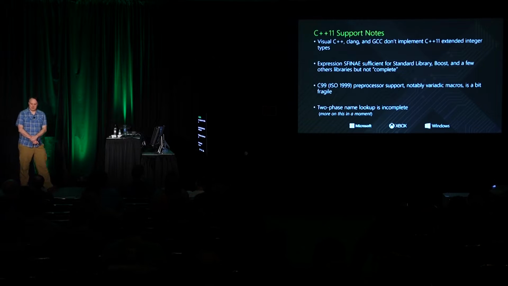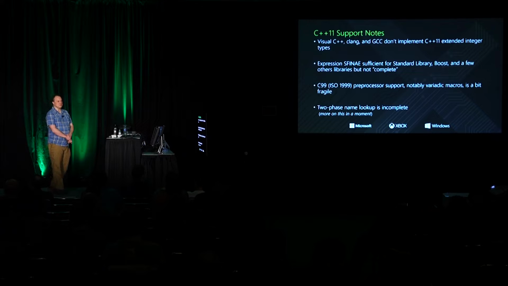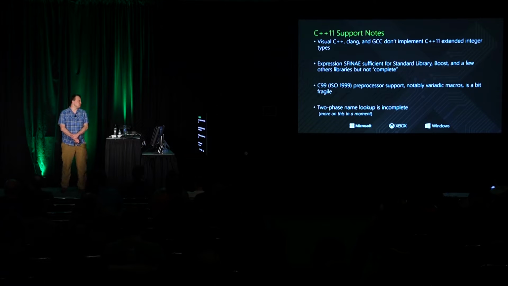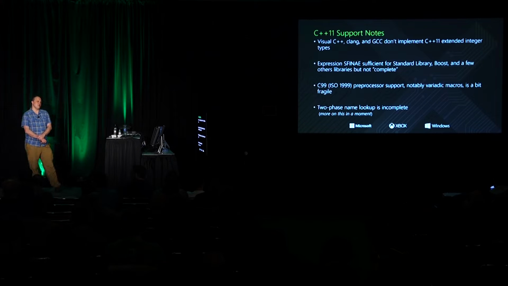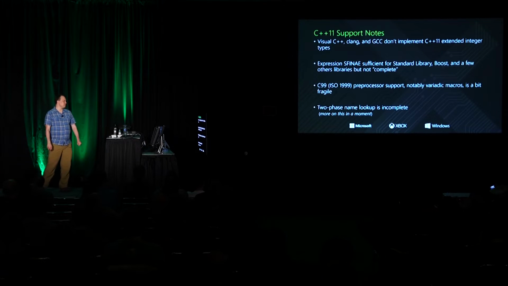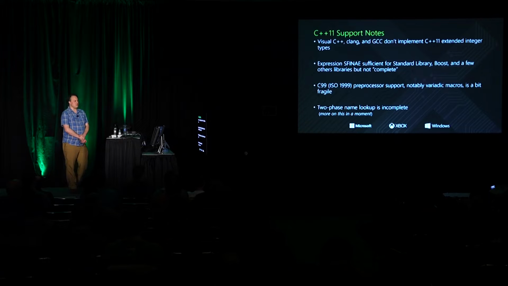You can use it for STL, you can use it for Boost, and there are some other libraries, but they don't quite have 100% of the scenarios nailed down just yet. Another notable conformance difference is that the preprocessor is not truly a C99 compliant preprocessor. There are some notable bugs in the variadic macro implementation, so it can be a little fragile. And then there's a feature called two-phase name lookup, which I'll talk about here in a minute, that's still in development.